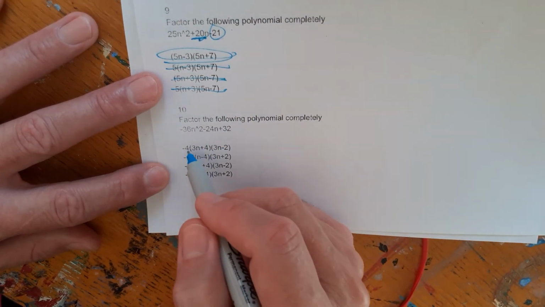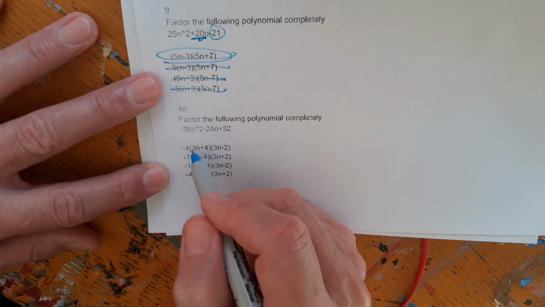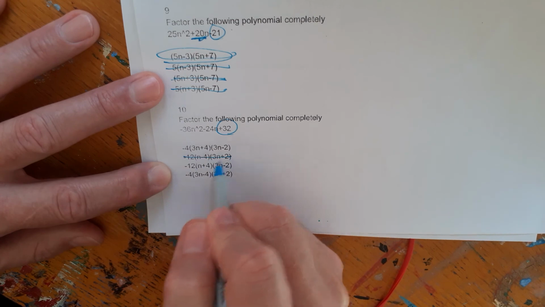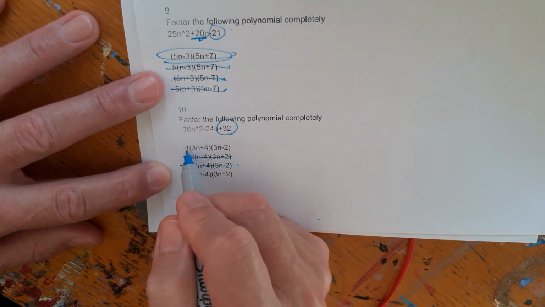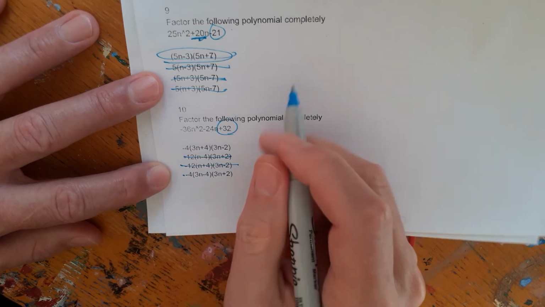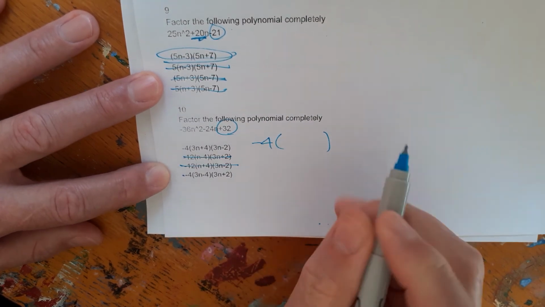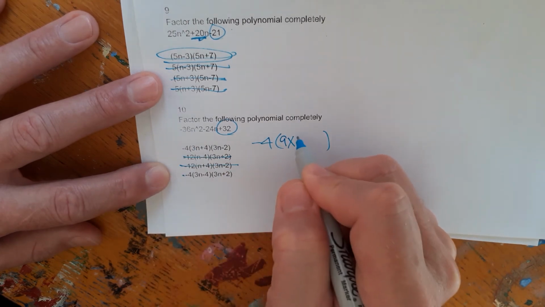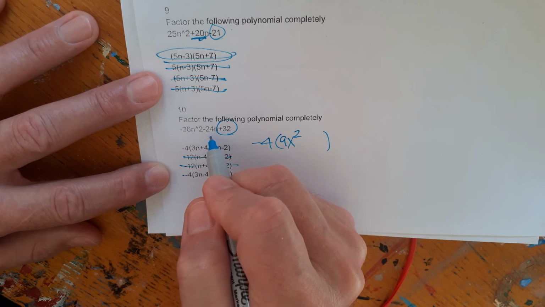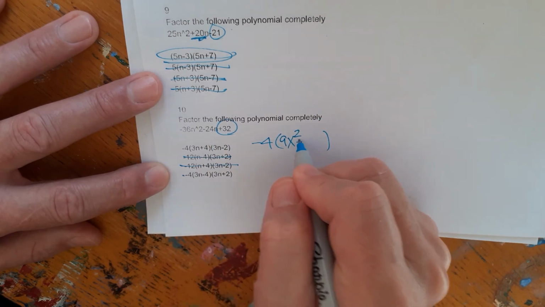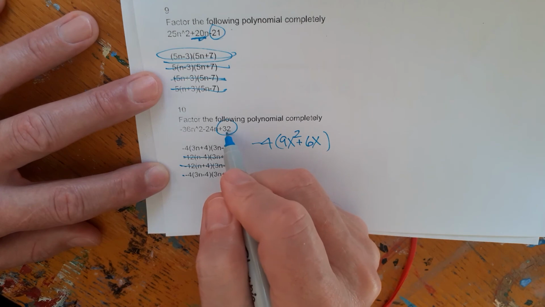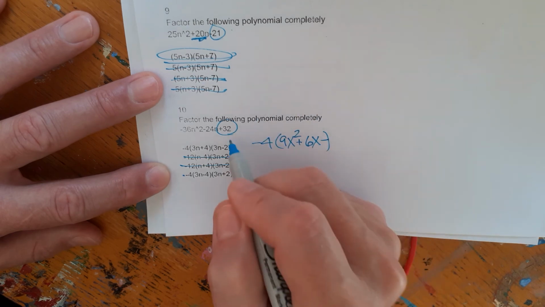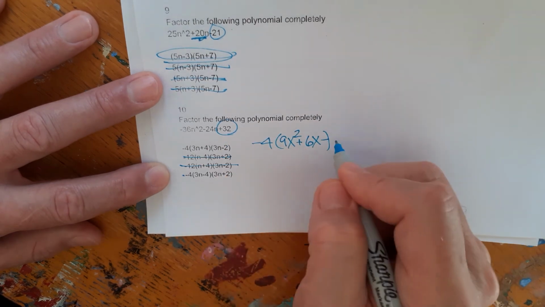Factor the following completely. Looks like we're pulling something out. Can we pull a 12 out of all the terms? Well, can you pull a 12 out of a 32? Nope. So gone. Get rid of the 12s. Looks like I'm pulling a negative 4 out. So if you divide each of these terms by negative 4, negative 36 divided by negative 4 is 9. I'm going to switch it to x squared. Negative 24 divided by a negative 4 gives you a positive 6x. 32 divided by a negative 4 is a negative 8. There we go.